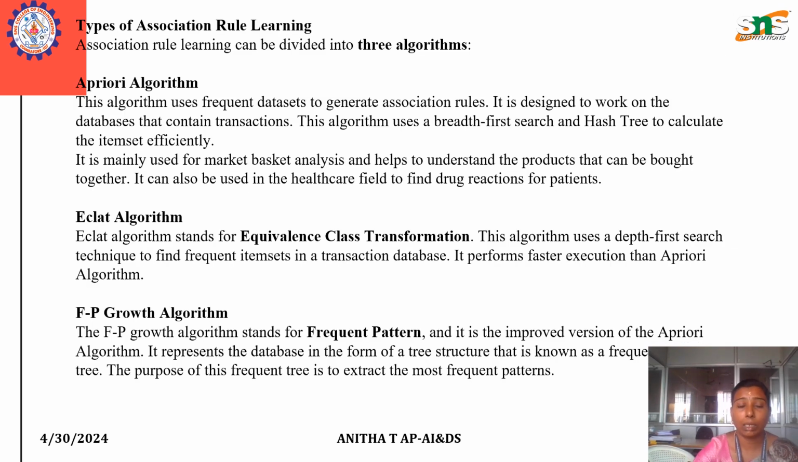Next, what are the types of association rules? Rule learning has three different types of algorithms. One is the Apriori algorithm, Eclat algorithm, and then FP growth algorithm. Apriori algorithm uses frequent data sets to generate association rules, and Eclat is equivalence class transformation, and FP growth algorithm, here FP stands for frequent patterns.